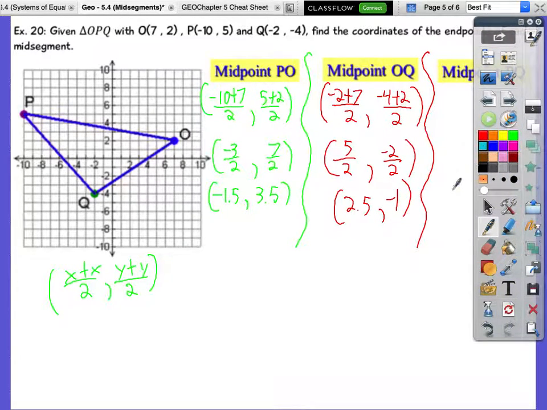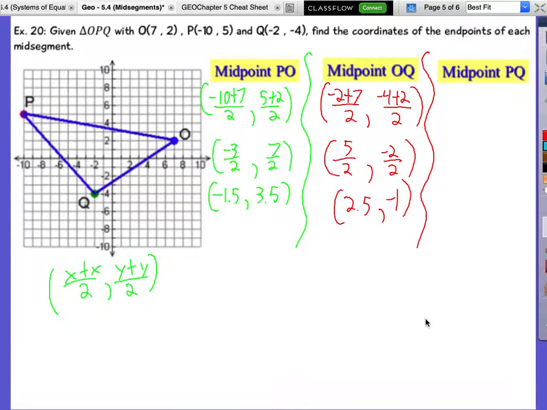Questions before we continue on to this third one? Okay. So let's find the midpoint of this one. Change the color. Oh, I already did.